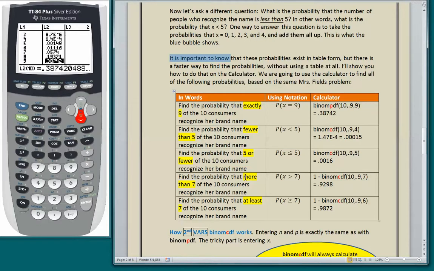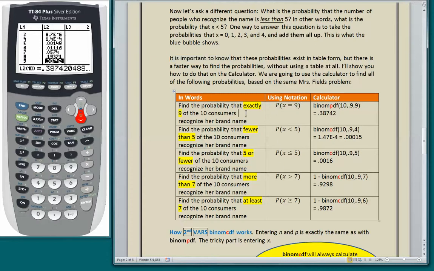This one says find the probability that more than 7 of the 10 consumers recognize the name, that means 8, 9, or 10. This one says find the probability that at least 7 of the 10 consumers recognize the name. That would be 7, 8, 9, or 10. So let's take these one at a time.